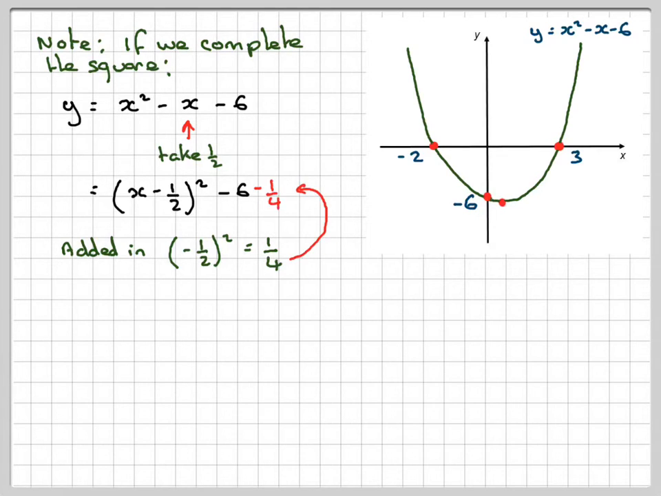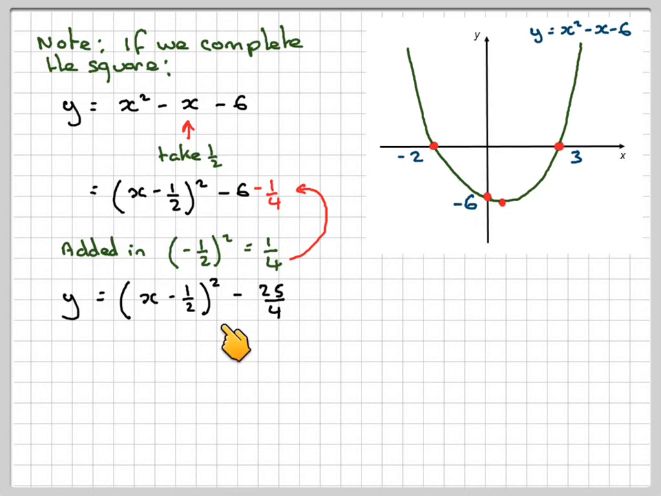This is why it's called completing the square. Then minus 6 minus 1/4. Well, 4 6s are 24. Minus 24 minus 1 is minus 25 over 4. So this becomes x minus a half squared minus 25 over 4.